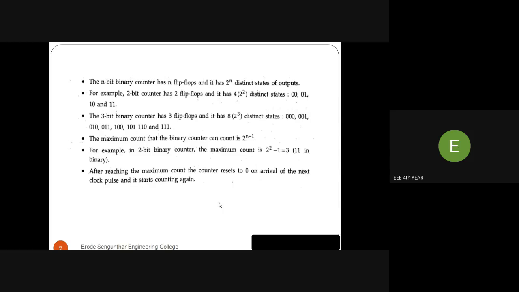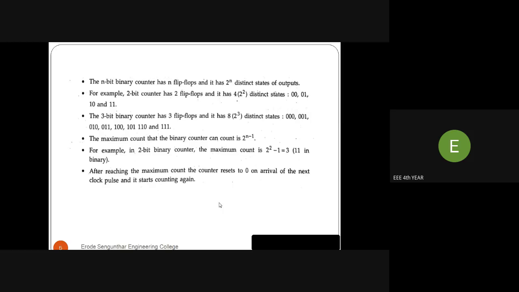Suppose the counter is a 3-bit binary counter; we need 3 flip-flops and it has 2 power 3 states, that is, 8 distinct states: 000, 001, 010, 011, 100, 101, 110, 111. It is called a 3-bit counter. The maximum count that the binary counter can count is 2 power n minus 1.